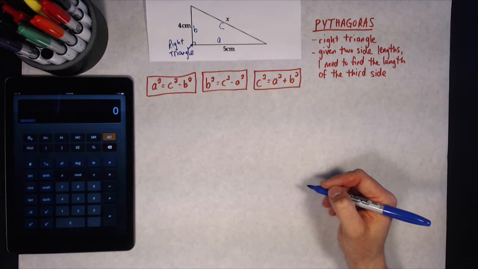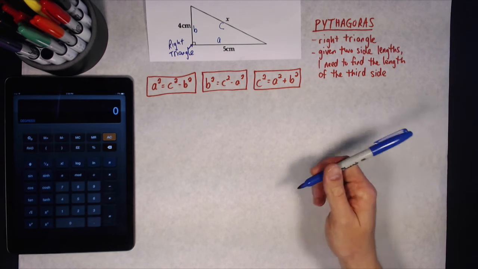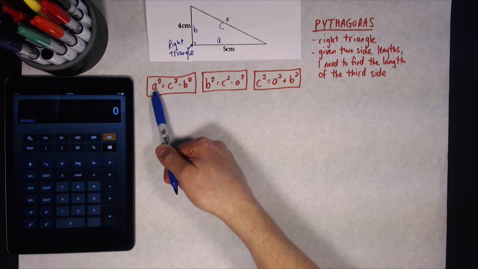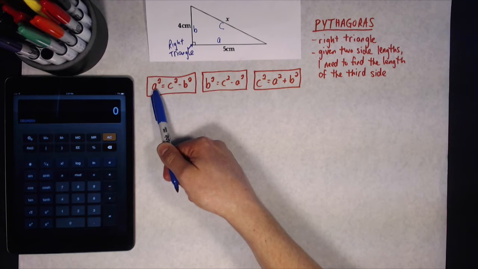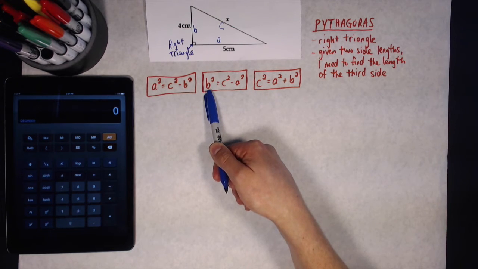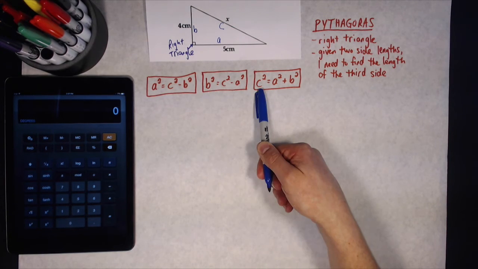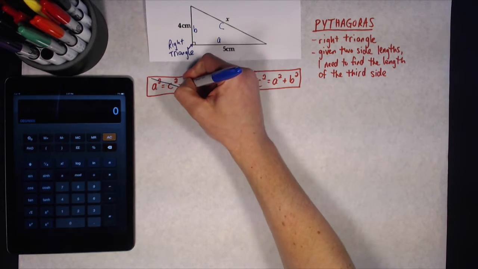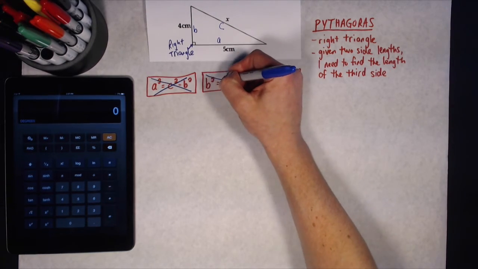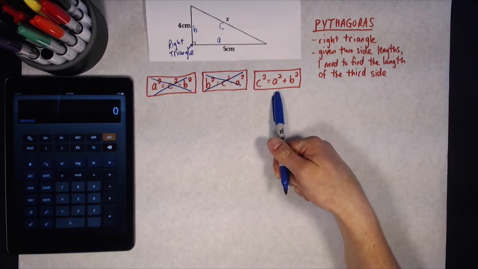Now there's 3 variations of the same formula for Pythagoras. If I'm looking for side A, I would use this one because the A is by itself. If I was looking for side B, I would use this one because the B is by itself. But what I'm looking for is side C. So I'm going to choose the one where the C is all by itself on one side of equals. So I'm not going to use this formula, and I'm not going to use this formula. This is the one I need.